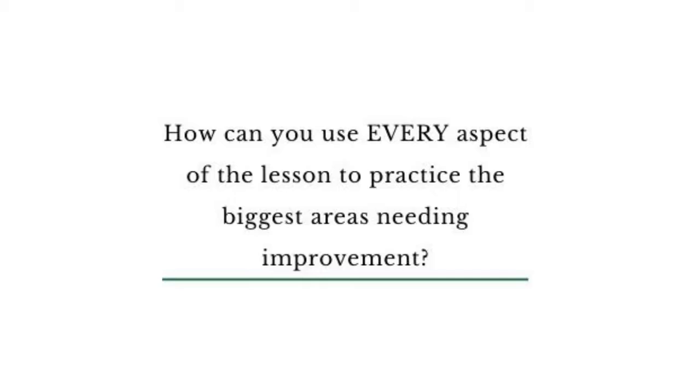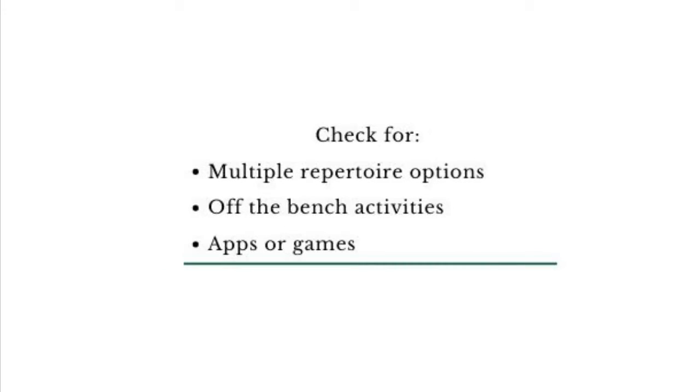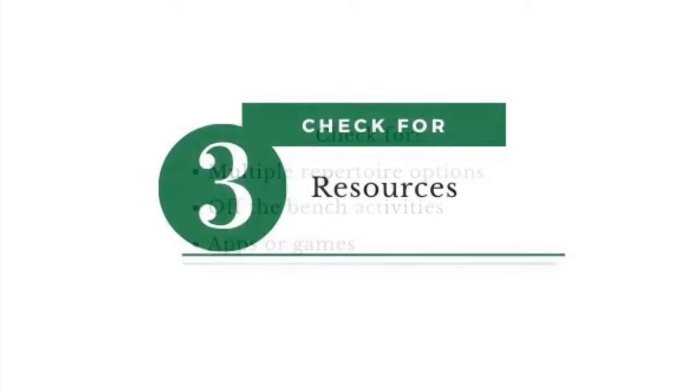Next, brainstorm. How can you use every aspect of the lesson to practice the biggest areas needing improvement? Brain research into learning lets us know that the more ways that a student experiences or interacts with new information, the better that they will learn it. So make sure you cover that. Check your list. Does it have multiple repertoire options for your student? Does it have off-the-bench activities and apps or games that cover those concepts?